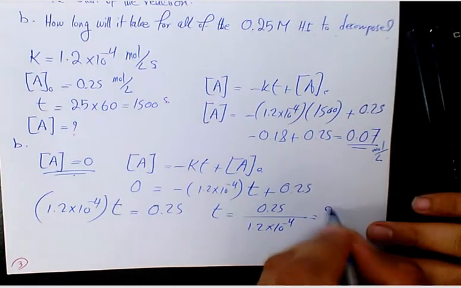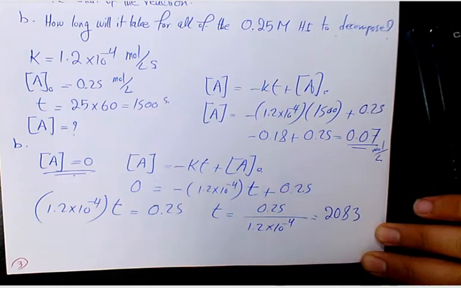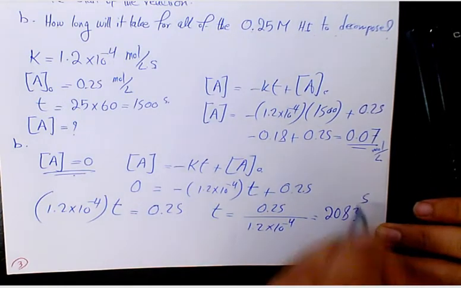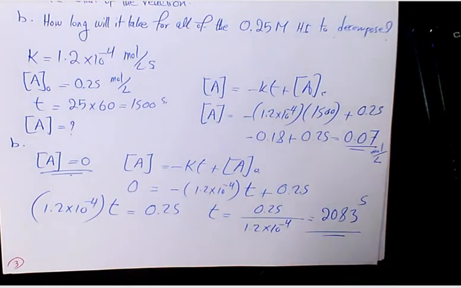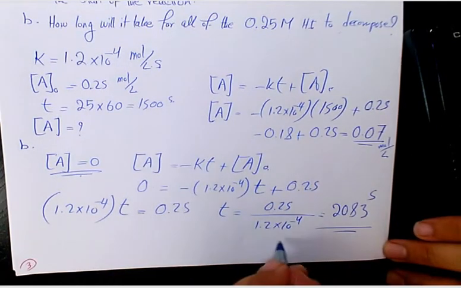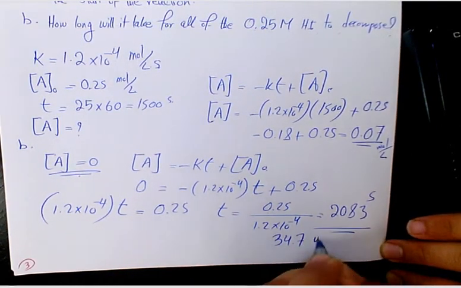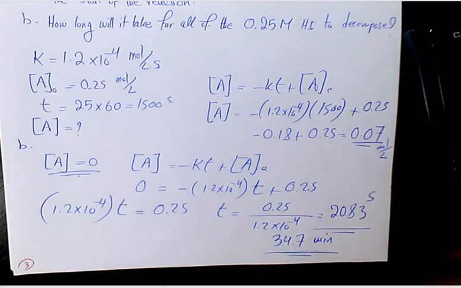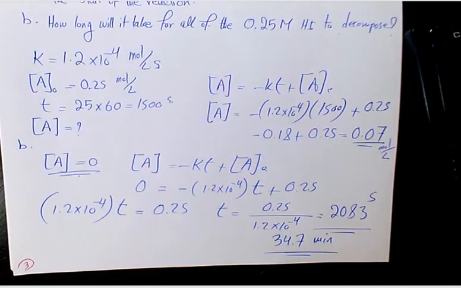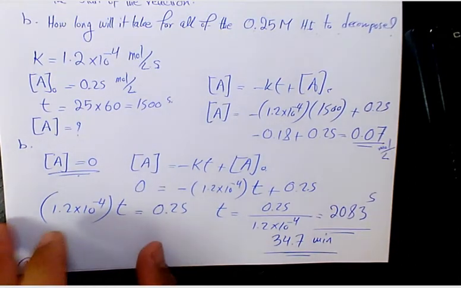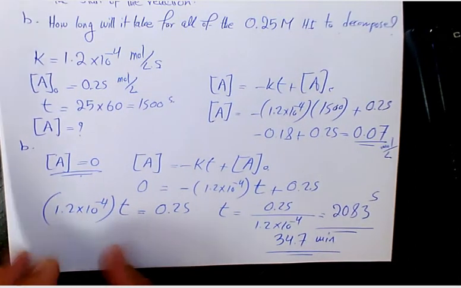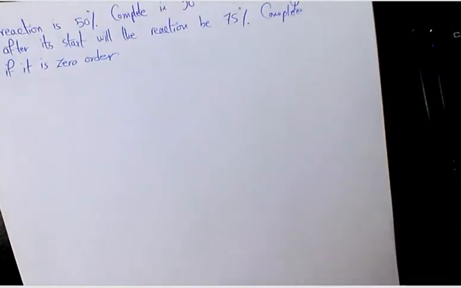It's going to be 2083 seconds. Or if I divide it by 60, it's going to be 34.7 minutes. So this reaction is going to last for 34.7 minutes. After that, all reactant is consumed, so the reaction is going to stop. Let's see the next example.